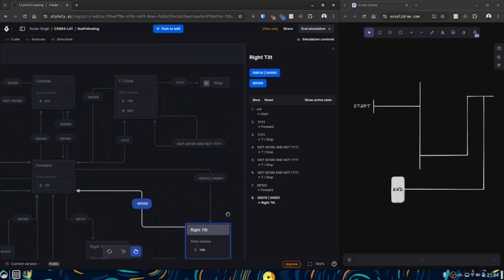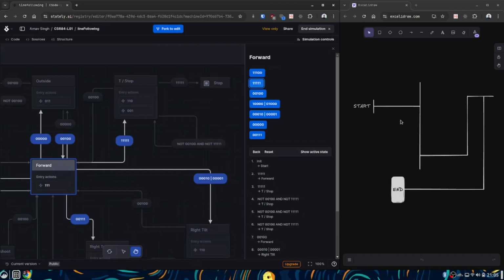By a slight right tilt, we mean that we will actuate the left motor forwards by a small amount. That's equivalent to the action 1, 1, 0. We will continue doing that until the sensor input becomes 0, 0, 1, 0, 0 again. That happens a few times, and then this. So now we have veered off the path and come back on the path.